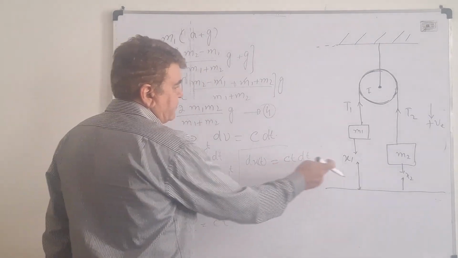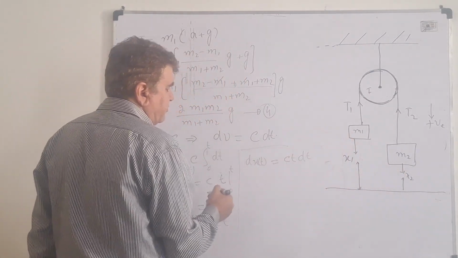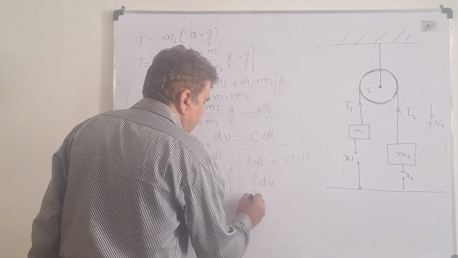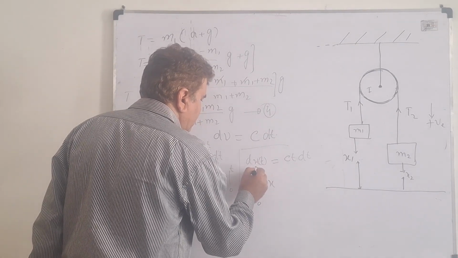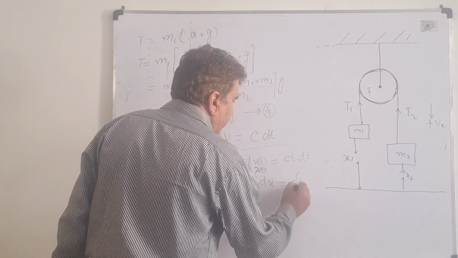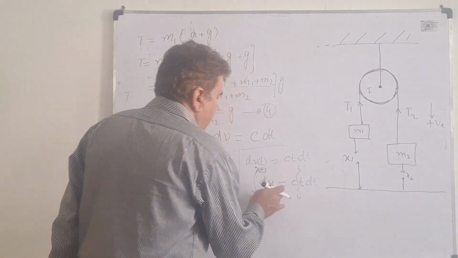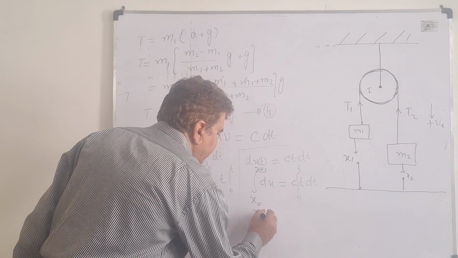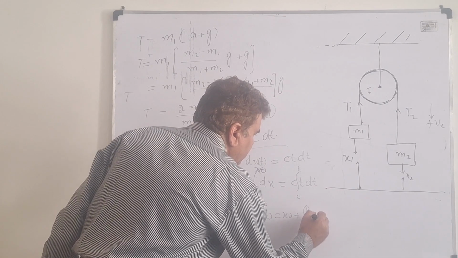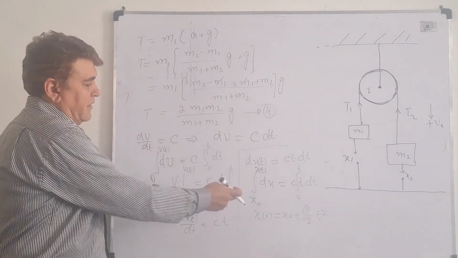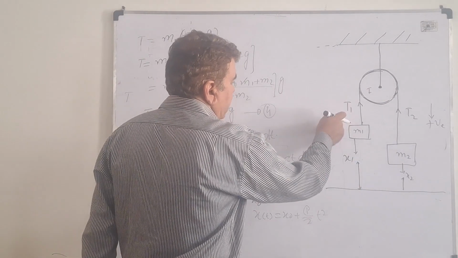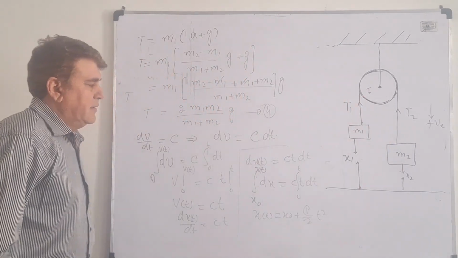And then I can integrate this with respect to either x1 or x2, whichever you may take. I can write this as integral dx from x, let me call that x naught, to x of t, equal to c times integral from 0 to t of t dt. And this obviously gives me x of t equals x naught plus c divided by 2 times t squared. Then this equation gives us the position with respect to the ground of either this particle or this particle.